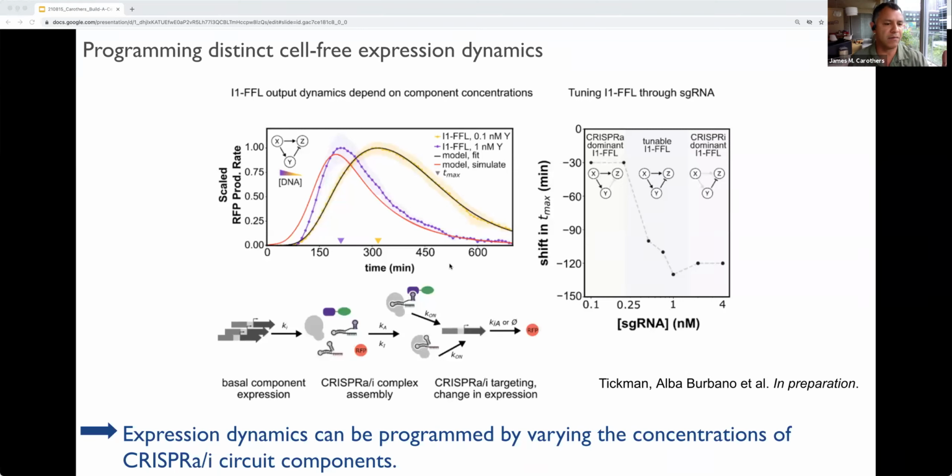And moreover, we can capture the expression dynamics of the system using relatively straightforward mechanistic models that at least now give us a framework for engineering these dynamic circuits. We've also shown that we can build orthogonal circuits operating all in the same reaction that don't seem to interfere with one another, up to 7 different guide RNAs. And so this really gives us a way of thinking about how we can have a framework for engineering dynamic circuits in these cell-free systems.